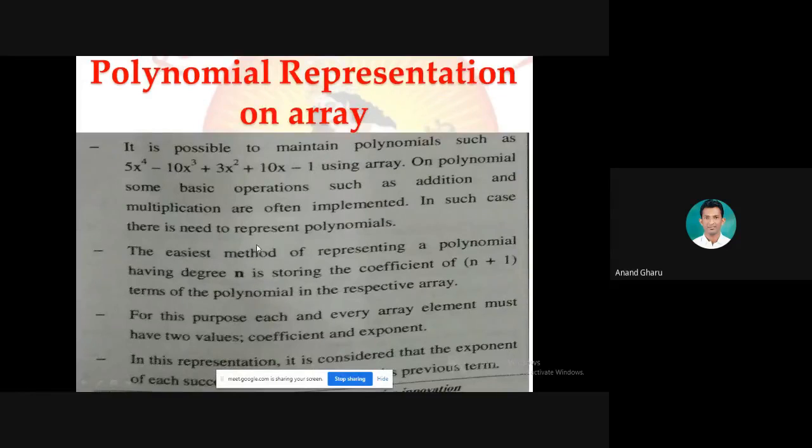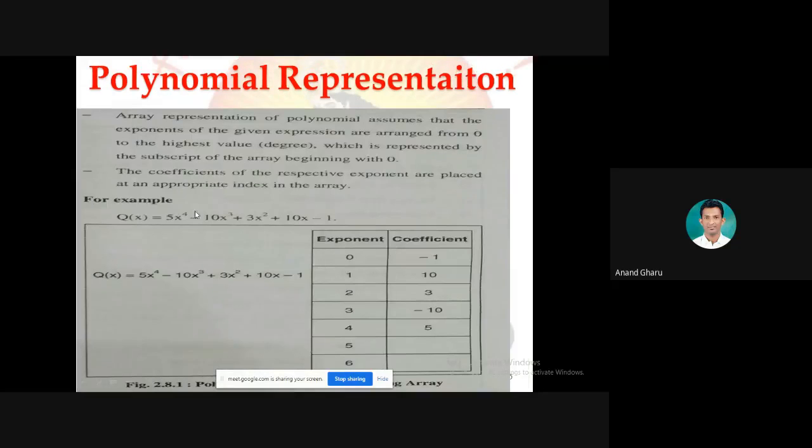So I will show you how to represent a polynomial. I don't read theory. The PPT is also available on my blog, you can read the PPT. I just explain the concept of polynomial representation. Now here you can see how to represent a polynomial using an array. It is divided into two fields, exponent and coefficient.